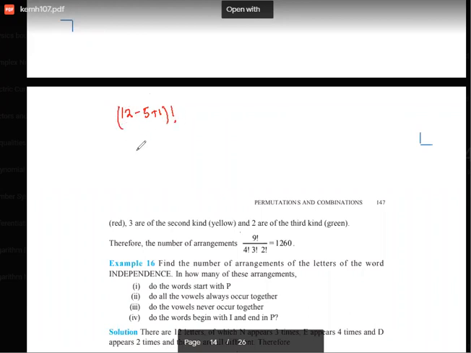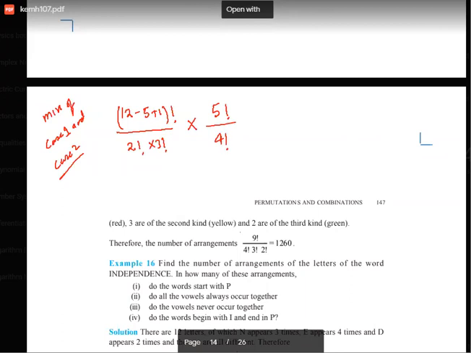But among the remaining ones, except E and I, D is how many times? 2 times, right? So obviously this is a mix of case 1 and case 2. So it is divided by 2 factorial because of D, and into 3 factorial because of N, and into, as you said, 5 factorial divided by 4 factorial because again E is 4 times.